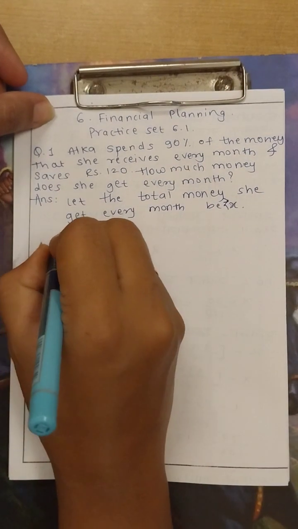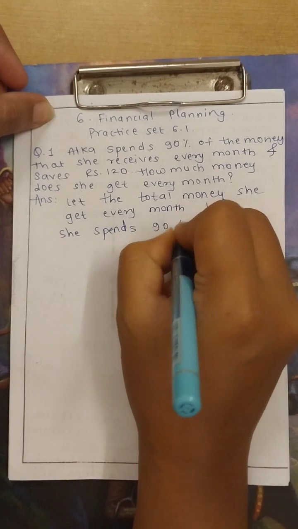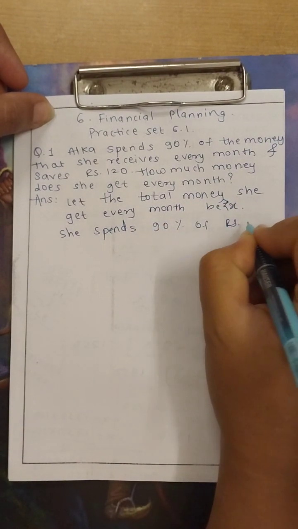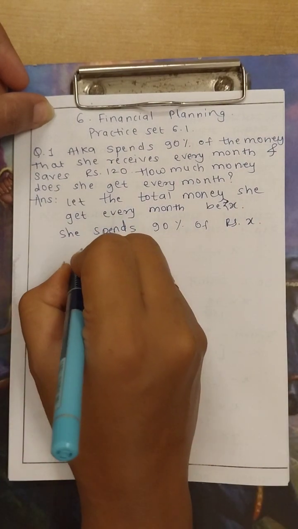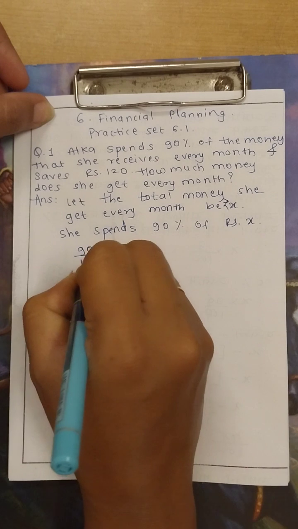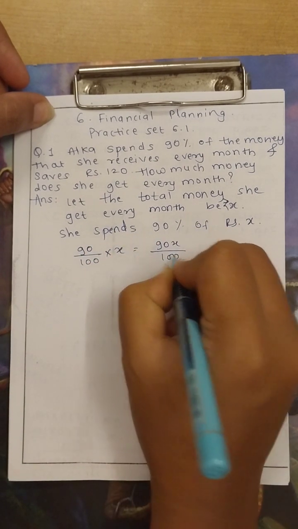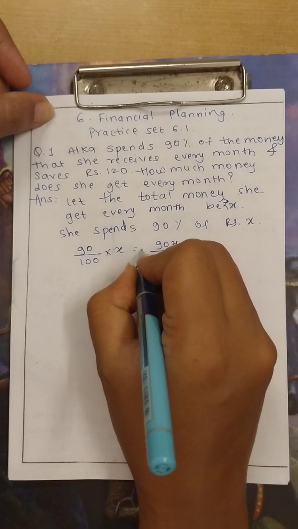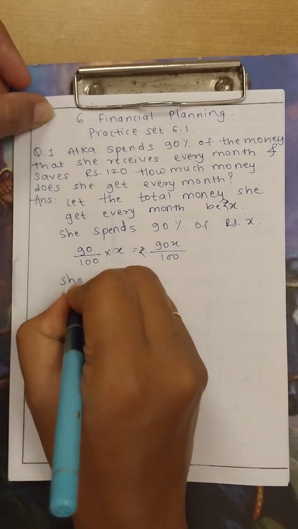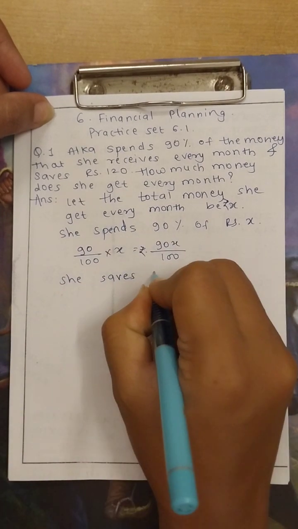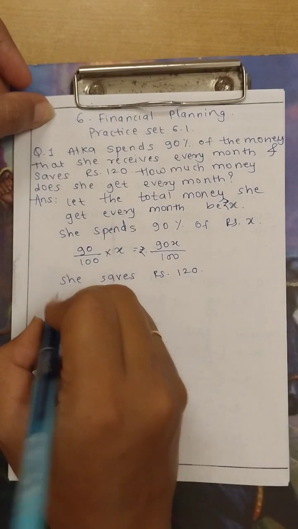She spends 90% of it. She spends 90% of rupees x. So how will we write? 90 upon 100 of x, which is equal to 90x upon 100. This is the rupees she spends every month. She saves rupees 120.